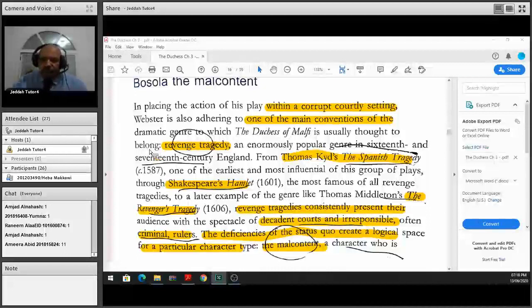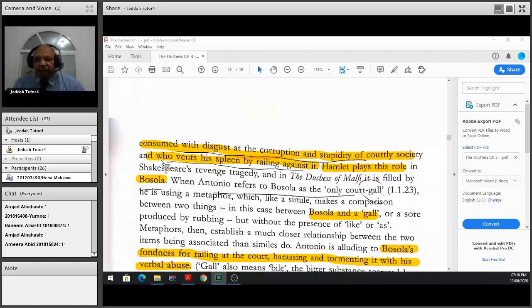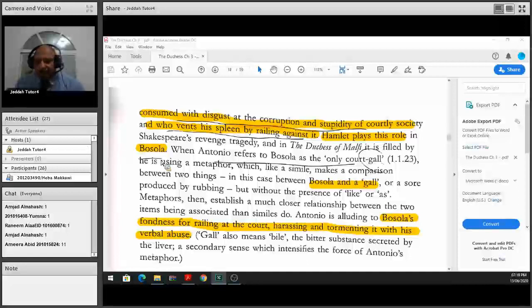The malcontent, like I said, is one of the characteristics of the revenge tragedy. He is a character who is consumed with disgust at the corruption and stupidity of courtly society, and who vents his spleen by railing against it. Hamlet did that in the play by the same name, and we're having Bosola playing this role in The Duchess of Malfi.